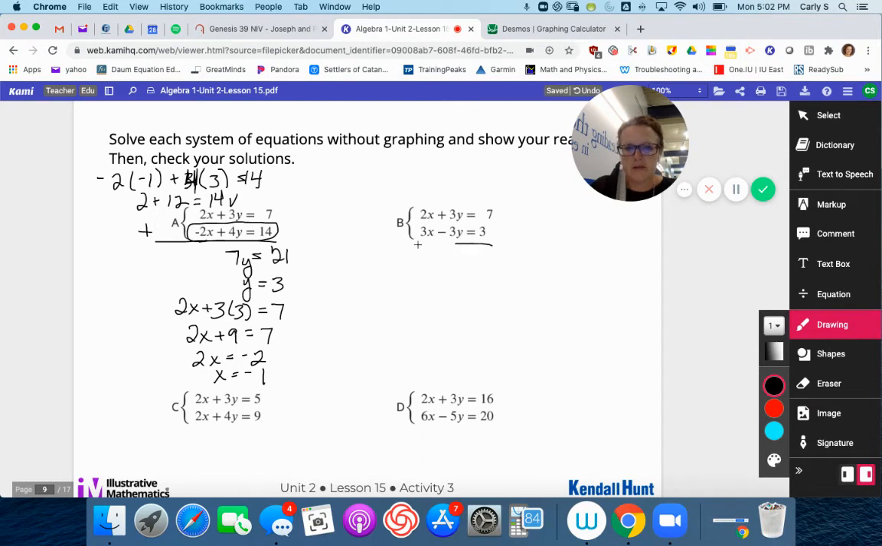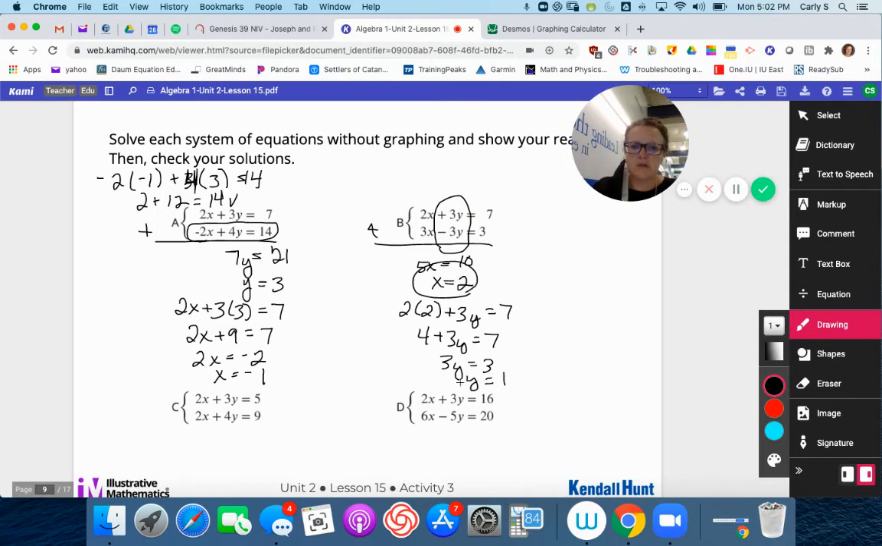Right here, if I add these together, this term's going to cancel because they're the same variable, same coefficient, different signs. So I get 5x equals 10, x equals 2. Go ahead and plug it into either equation. 2 times 2 plus 3y equals 7. 4 plus 3y equals 7. Subtract 4 from both sides. y equals 1. So I have 2 and 1.